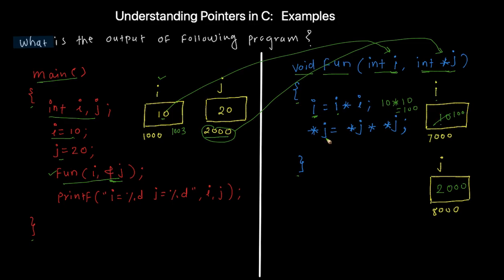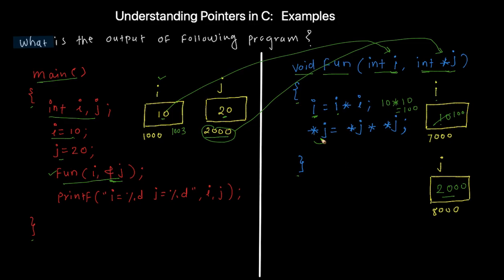Now let's see this. Star, asterisk j means value at address which is there in j. Value at address in j is equal to, that means we are trying to access the value which is at the address which is in j. What is the address in j? The address in j is 2000. So we are trying to access the value at 2000, right? We are going to assign some value to the address which is in j, right?